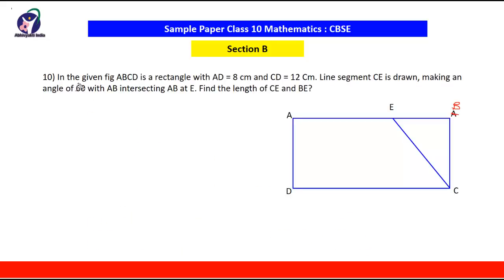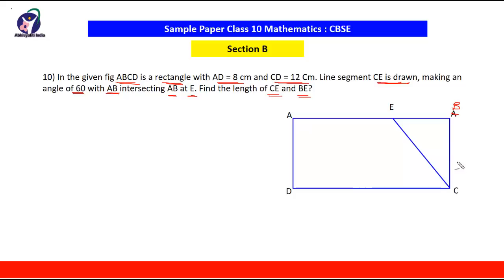Next question is, in the figure ABCD is a rectangle with AD equal to 8 cm and CD equal to 12 cm. Line segment CE is drawn, making an angle of 60 degrees with AB, intersecting AB at E. Find the length of CE and BE.